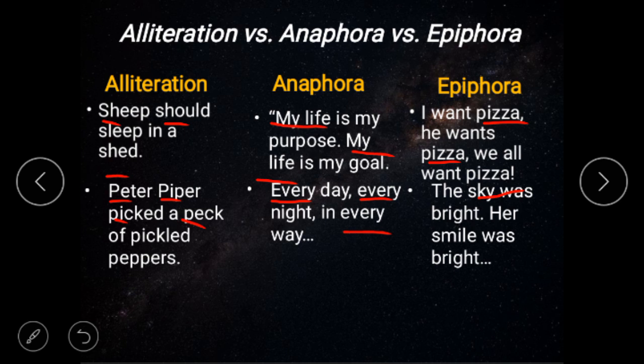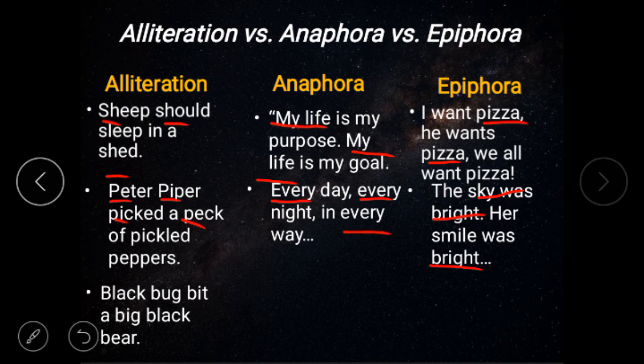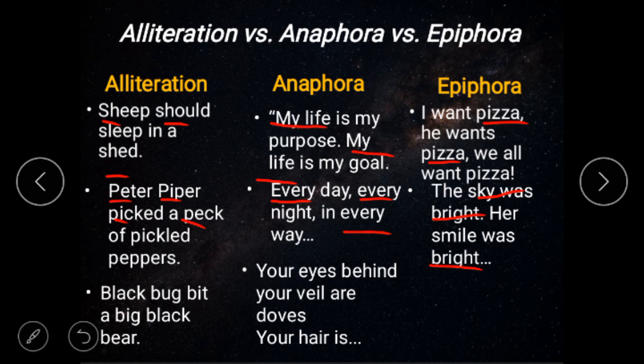"The sky was bright, her smile was bright." Now, the sky was bright, bright at the end. Her smile was bright, bright again at the end. So it becomes epiphora because the words are at the end of each sentence. "Black bug bit a big black bear." B, b, b, because the sound b is being repeated, the sound, not the words. That's why it's alliteration.